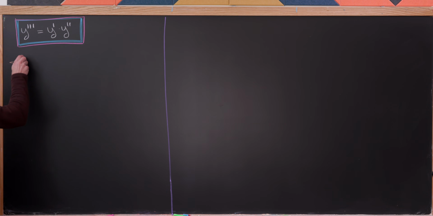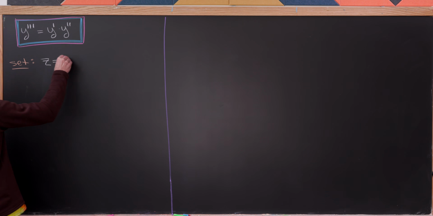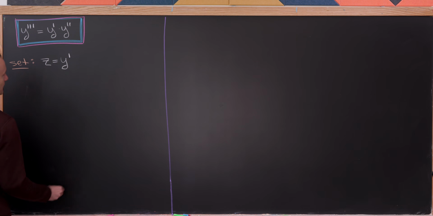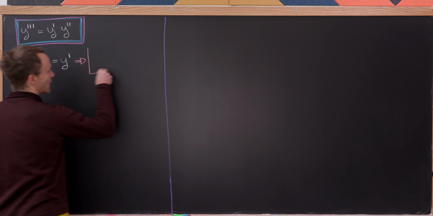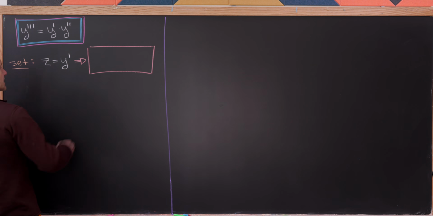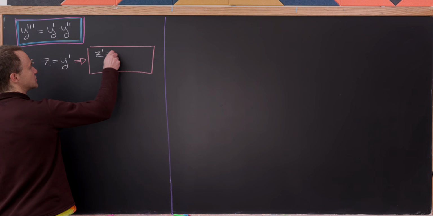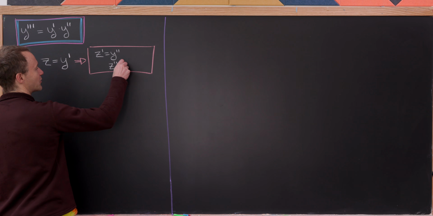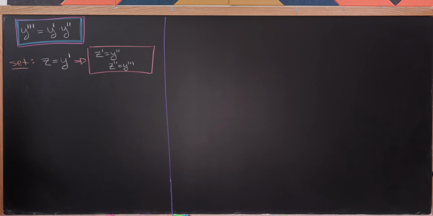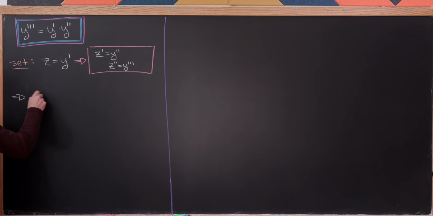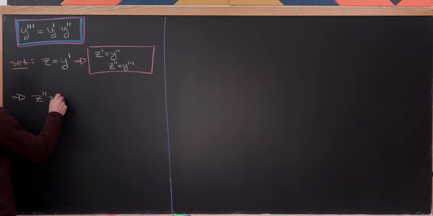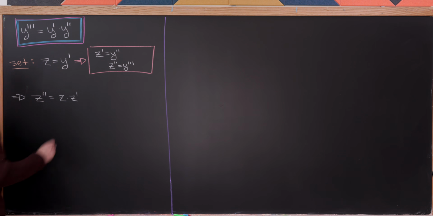That kind of obvious substitution is to set, I'll call it z, equal to y prime. But now if z is equal to y prime, then we get these obvious equalities: z prime is equal to y double prime, and then z double prime is equal to y triple prime. So now we've got a new differential equation, which is still nonlinear, but now it's second order. We have z double prime is equal to, well, now this is going to be z times z prime.